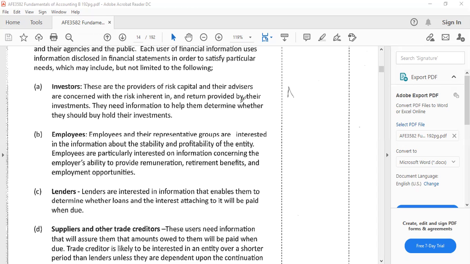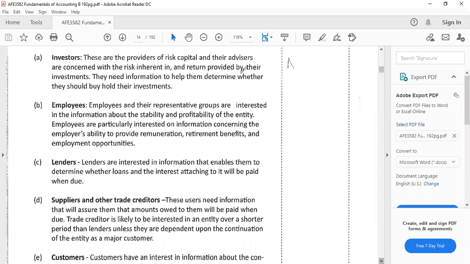Do you understand? So lenders are interested in information that enables them to determine whether loans and interest attaching to it will be paid when due. If, when the loan is due, the company will start giving excuses, or perhaps it will be dead by then, then they will lose out. That's why they need financial statements of the business.